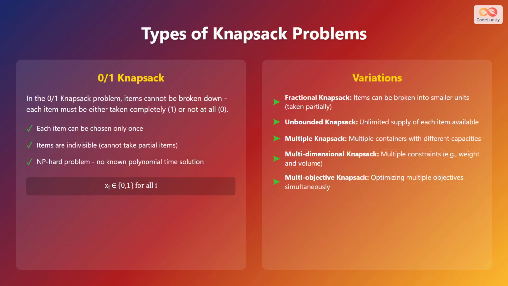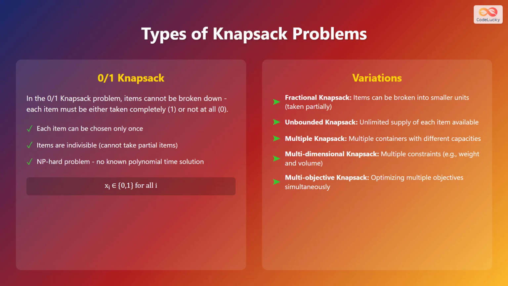There are several variations of the knapsack problem, but let's focus on 2 primary types. First, the 0/1 knapsack problem. In this type, items cannot be broken down. You must either take the entire item, indicated by 1, or leave it behind, indicated by 0. This means each item can be chosen only once, and items are indivisible. Finding the optimal solution for the 0/1 knapsack problem is known to be an NP-hard problem, meaning there is no known algorithm that can solve it in polynomial time.